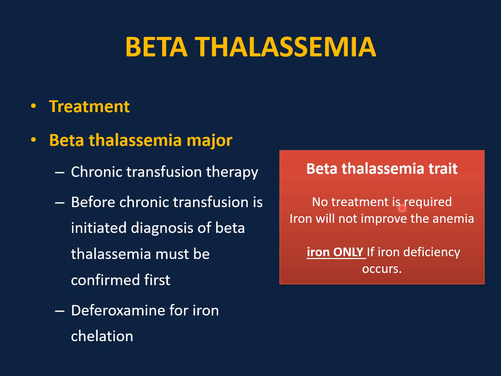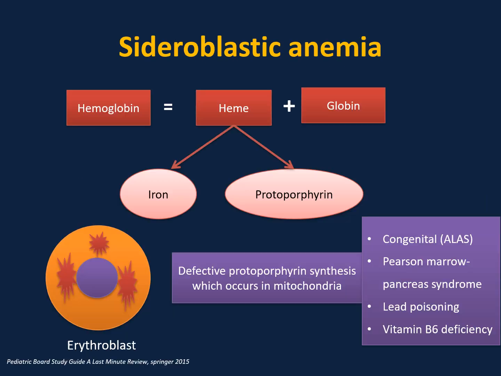no long-term monitoring is required. Iron will not improve the anemia. Iron only if iron deficiency occurs. In order to understand sideroblastic anemia, we need to go back to this point again: hemoglobin equals heme plus globin. In order to make heme, you need protoporphyrin and iron.